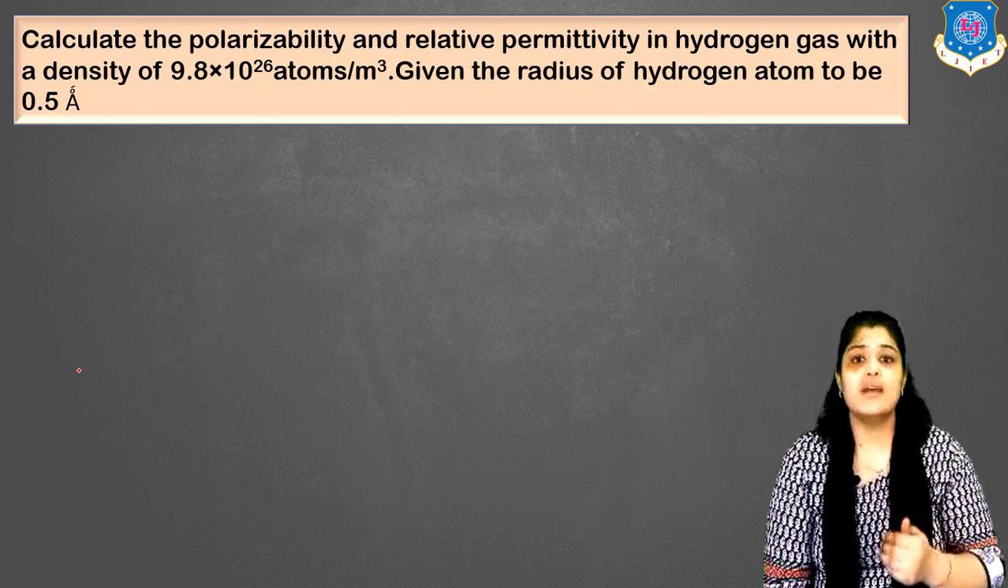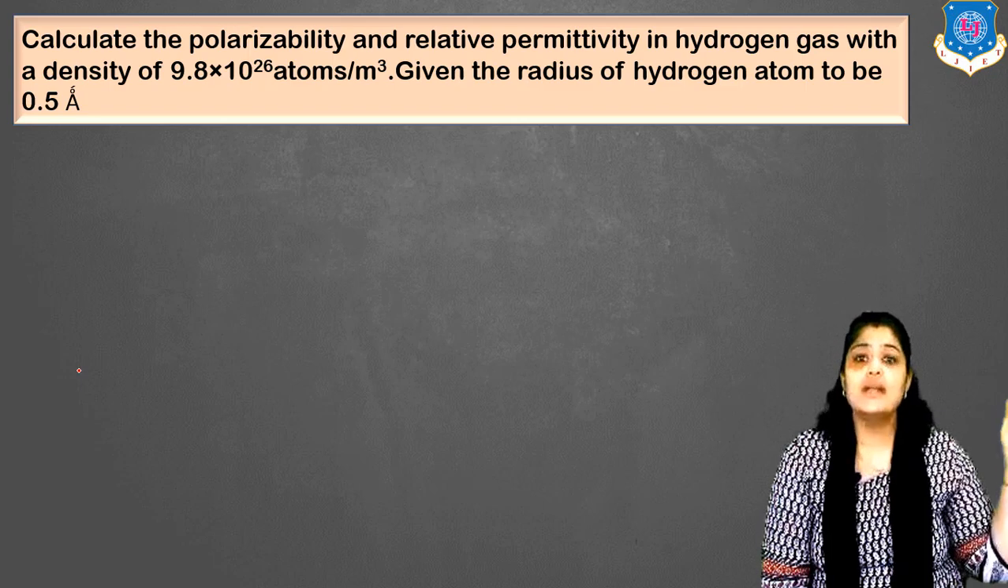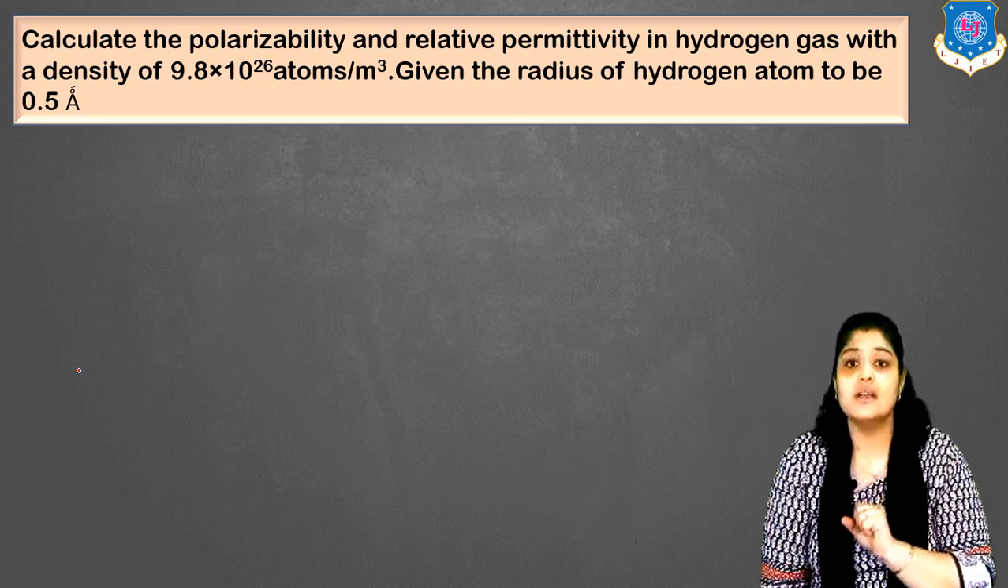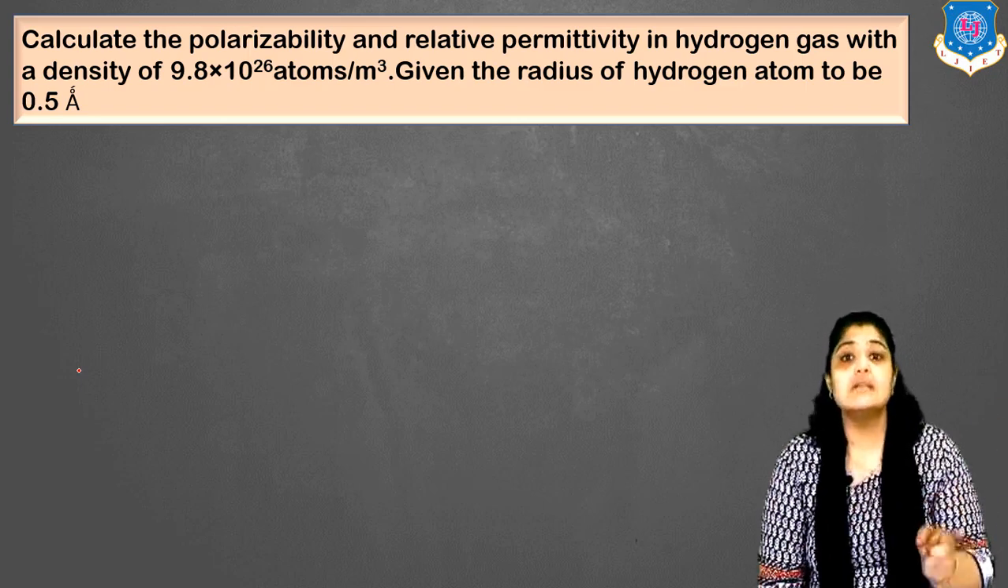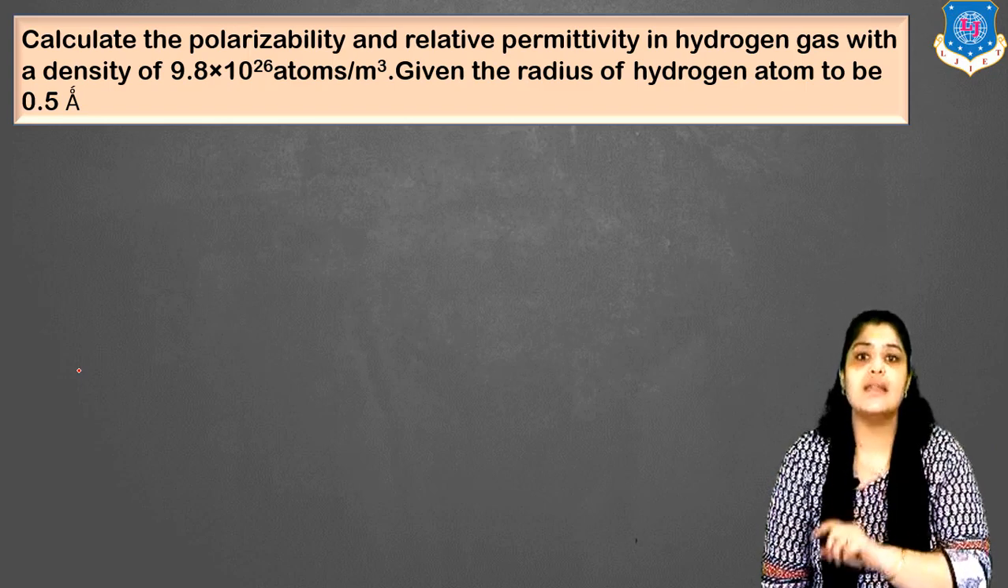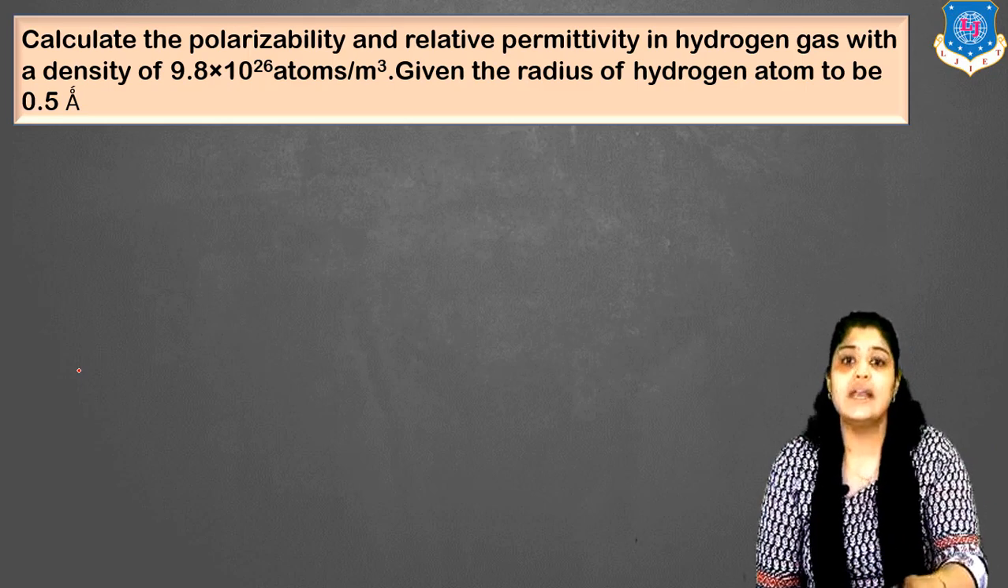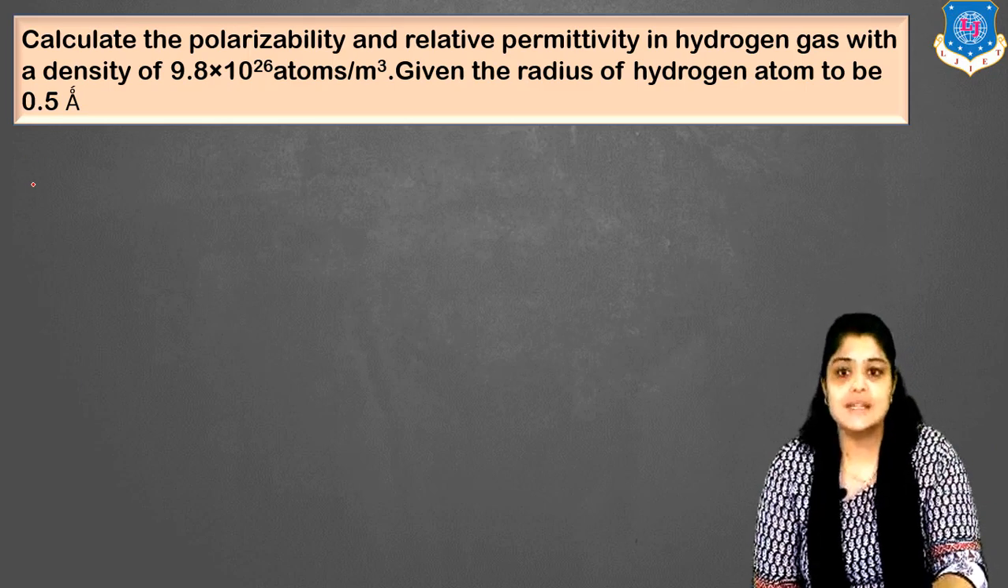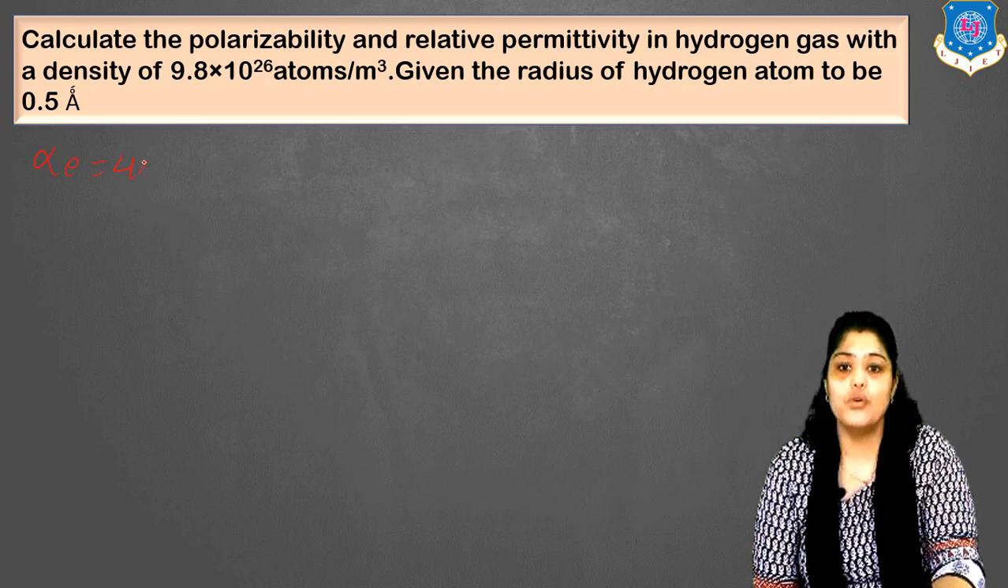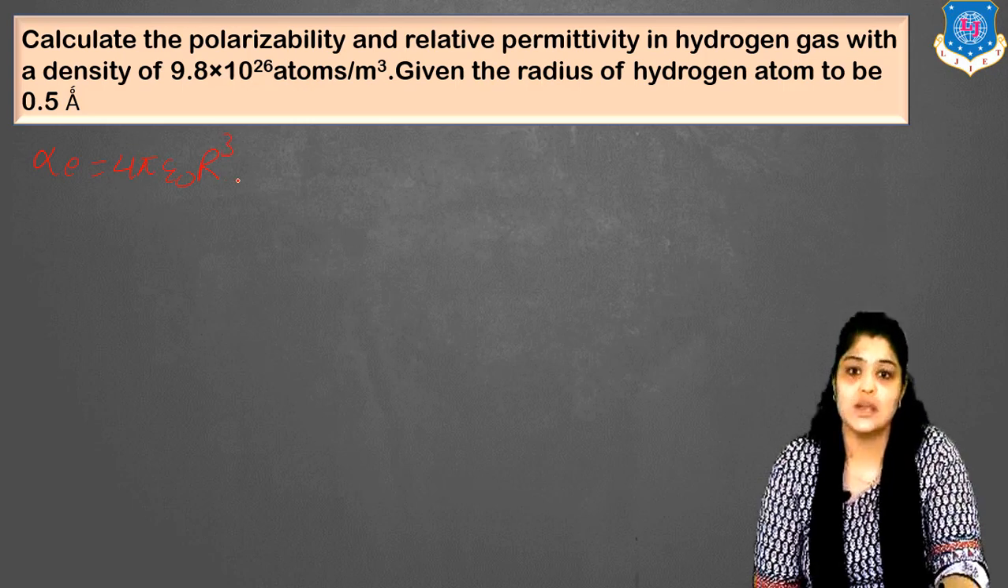Once we find out the value of alpha E, we know that in the question the number of atoms is given. So we will be using the relation between alpha E and epsilon R to find out relative permittivity. So let's start, beginning with alpha E is equal to 4 pi epsilon 0 R cube. I'm just using the direct equation.